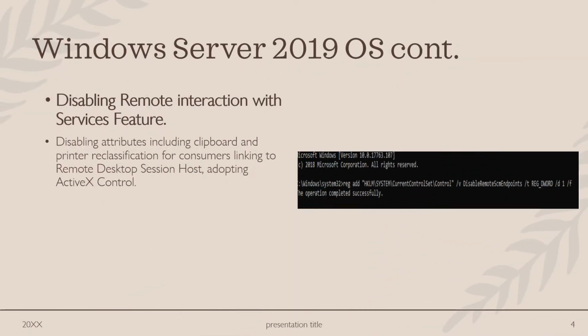Okay, so for our final hardening recommendation for our Windows Server operating system, we do recommend disabling the remote interaction with services feature. It's a little bit similar to my previous point with the remote desktop access, but this one's strictly on the features. Microsoft does have features such as clipboard redirection and printer redirection for clients that want to connect to the remote desktop session host.